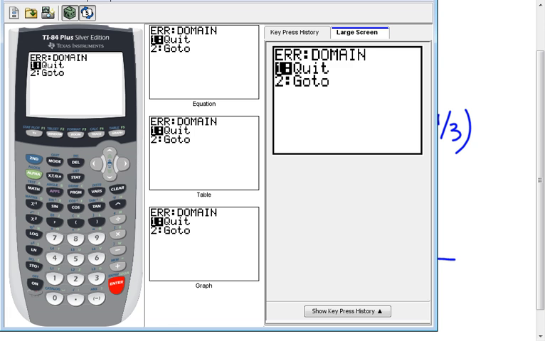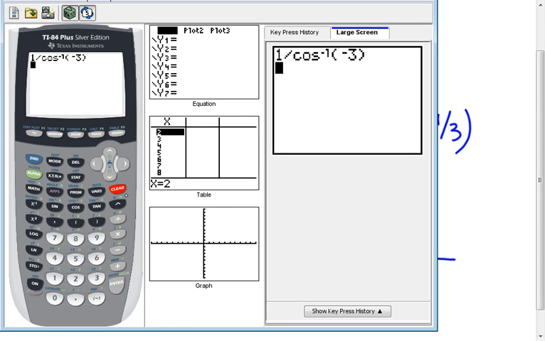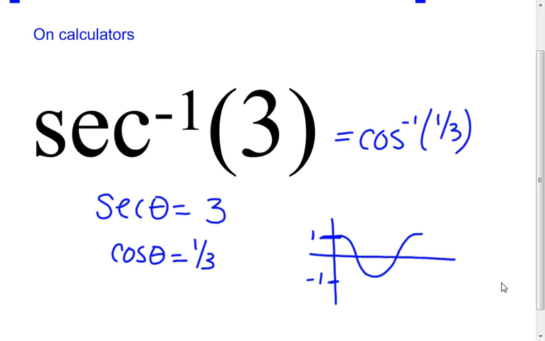So I'm going to go second cosine here. Second cosine of 1/3. Close my parentheses, enter, and I'll get 70.53 degrees. So that would be my answer to this problem. 70.53 degrees. Okay?